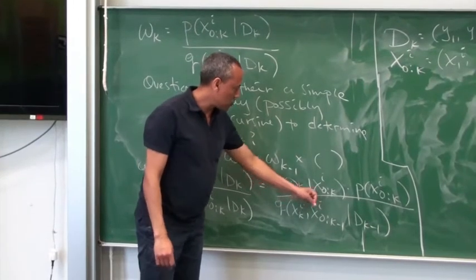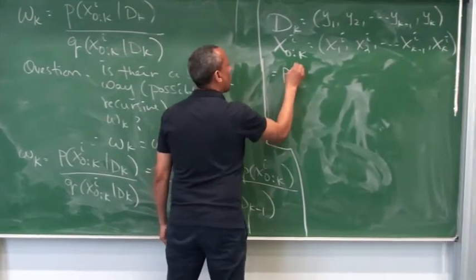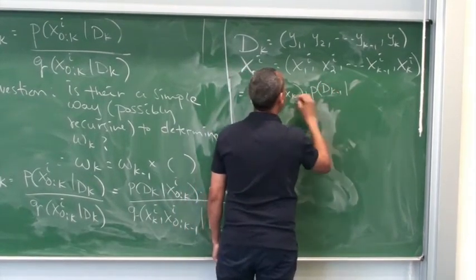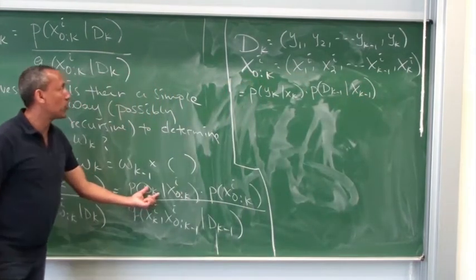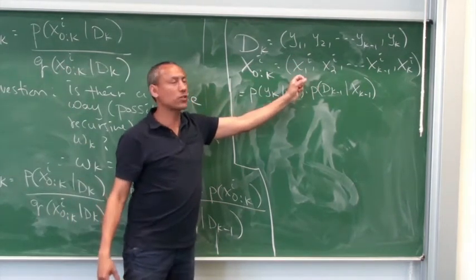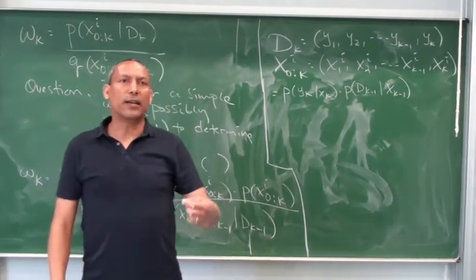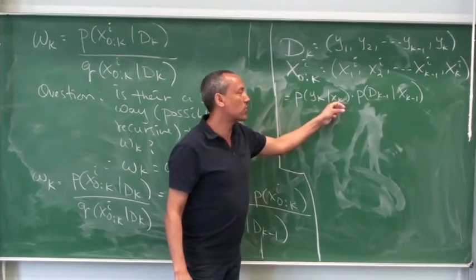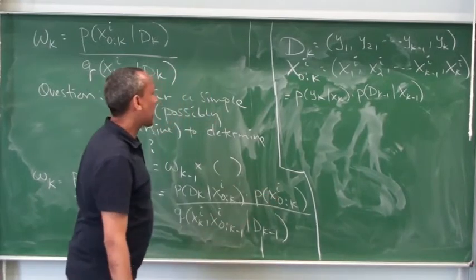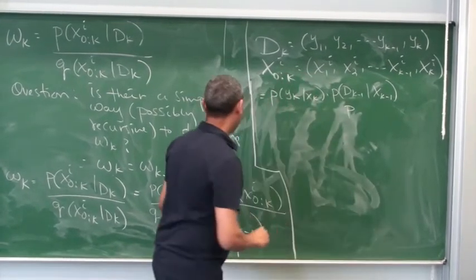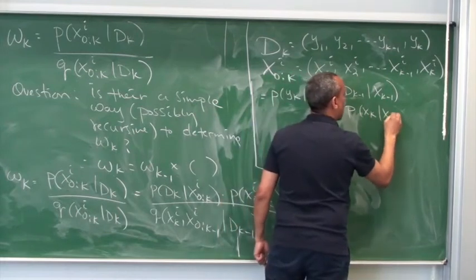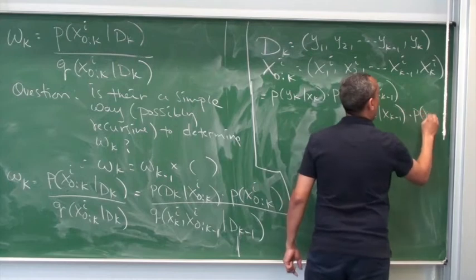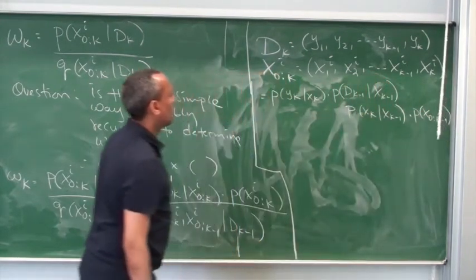So that means this one, you see this point here, we can describe it as the probability of yk given xk times the probability of dk minus 1 given xk minus 1. This one we can distribute based on the assumption of the Markovian process and the fact that the measurement we take at time k depends only on state k and nothing else. Okay, so the measurement we take at yk depends only on xk and nothing else. And this one we can describe as the probability of xk given xk minus 1, times the probability of x 0 to k minus 1. We describe it like this.